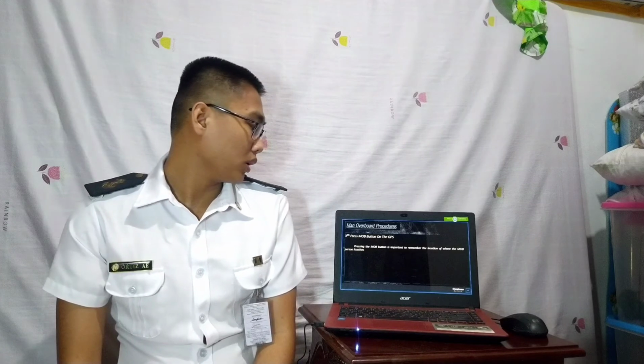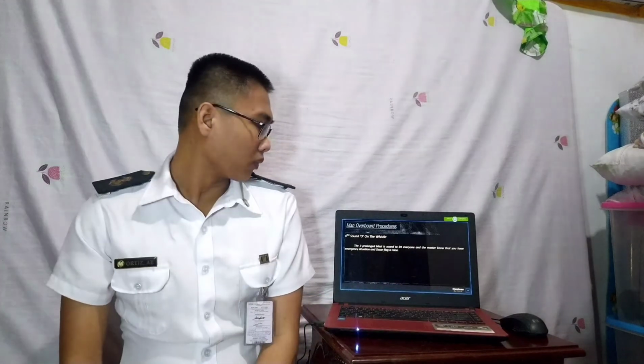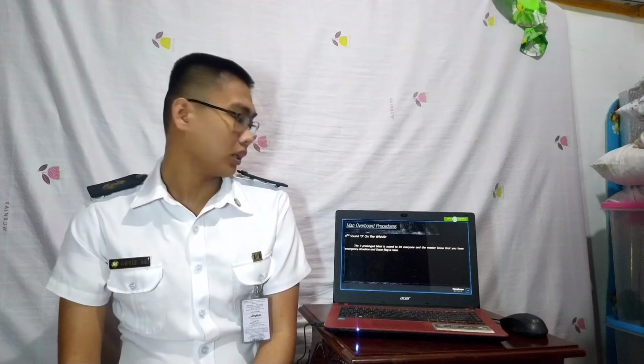And now the third is press the MOB button. The MOB button is in the ECDIS. By doing that, we can remember the position where the crew member fell overboard. And then sound the whistle, we need to use the alarm. We need to alarm with 3 prolonged blasts to let everyone know that we have a man overboard, so they are alerted.